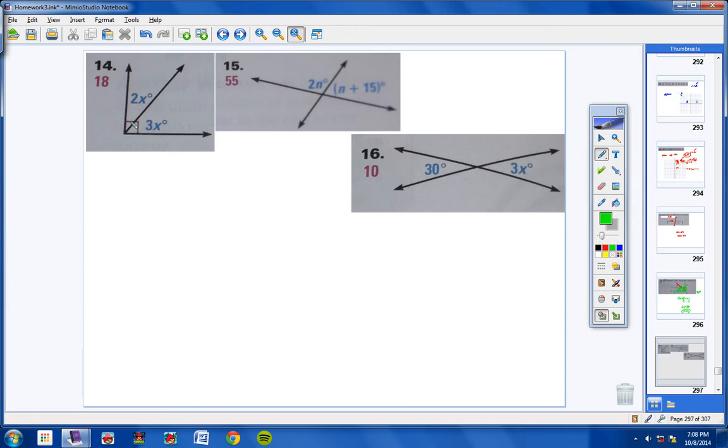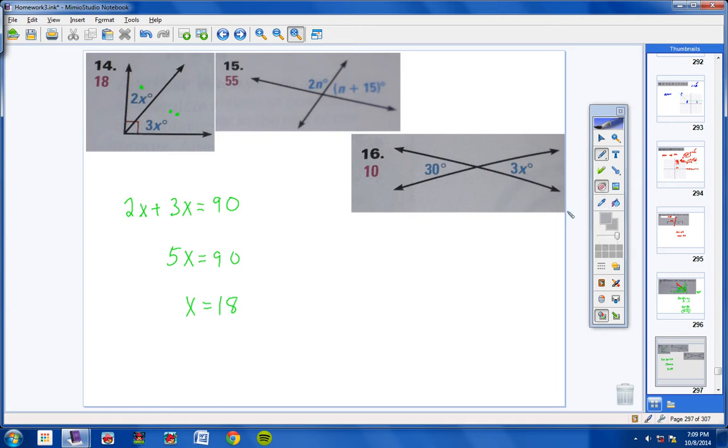Okay, now think about this, students. The whole angle here is what? 90 degrees. That's the whole angle, right? So what that tells you is if you take this angle here with one dot and this angle here with two dots and you add them together, they better equal 90. So I can say 2x plus 3x equals 90. And of course 2x plus 3x is 5x. So 5x equals 90. Divide both sides by 5 and x equals 18.